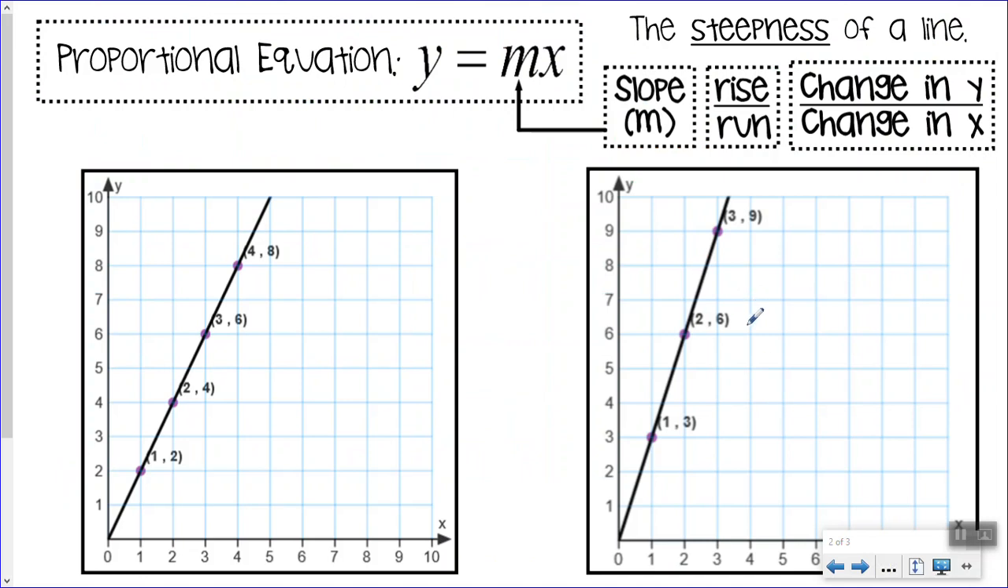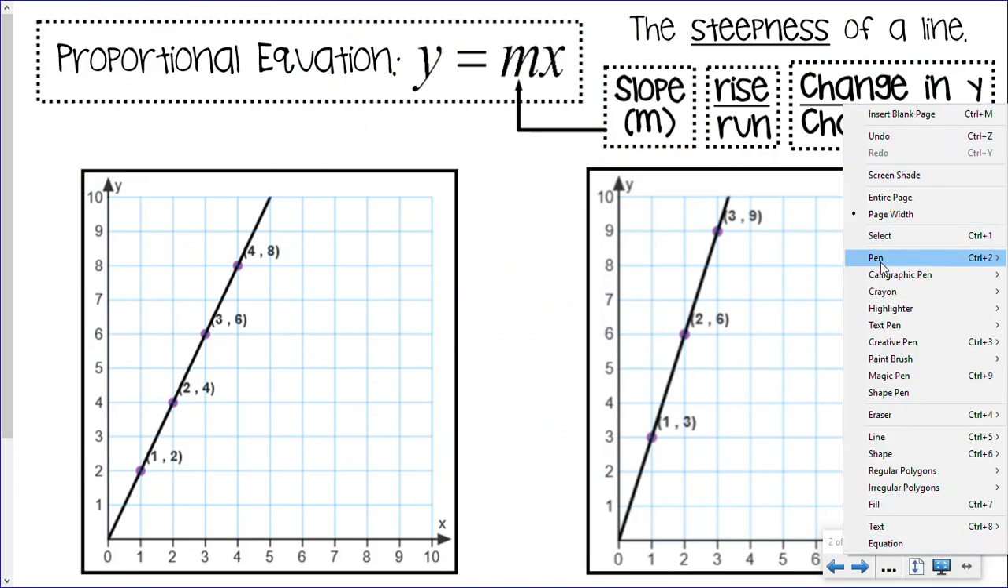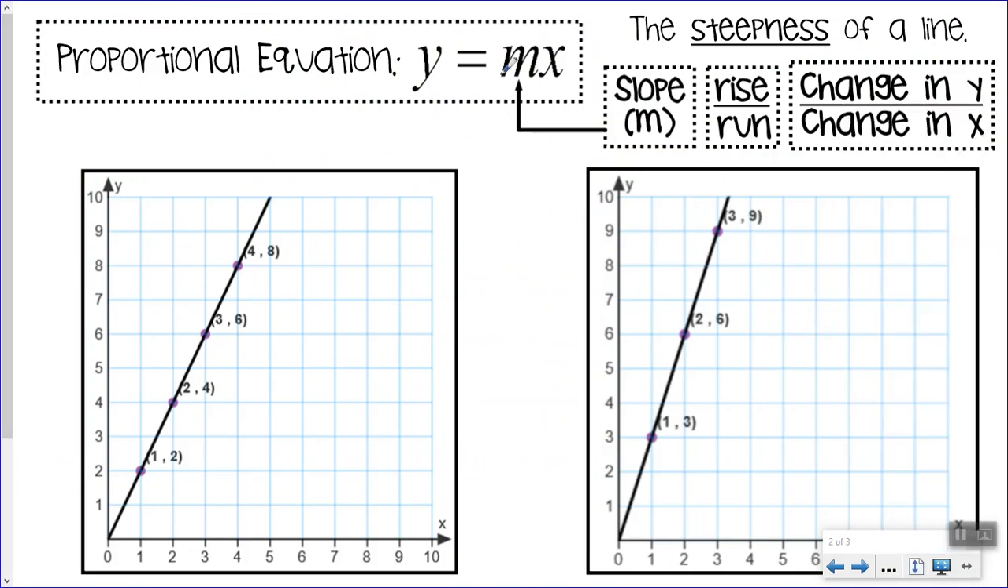So now we're going to take what we know about a proportional equation and combine it with our knowledge of the coordinate plane. Our equation from last time was y equals mx or y equals kx. We used k before, we're going to use m this time. M represents our slope. Remember, before it was our unit rate. Here we're going to think about it as our rise over our run.